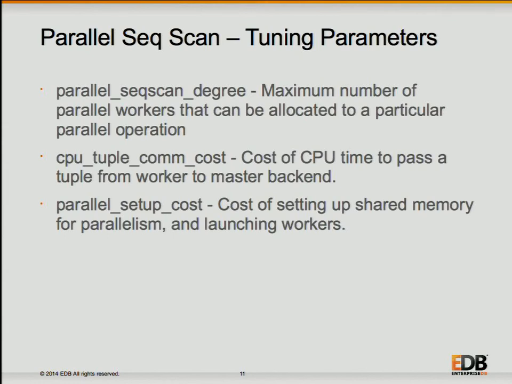Because, of course, one of the things is that parallel sequential scan figures to work a lot better with a tight filter condition than it does with no filter condition. In fact, until we get some more query planner enhancements, with no filter condition, it's probably a loser.